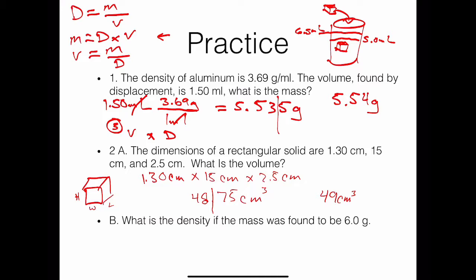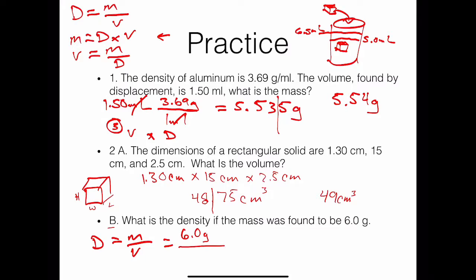For the last problem, it says, what is the density if the mass was found to be 6.0 grams? This is an extension of part A. Notice it says part B in front. So we're asked to calculate density. Density equals mass over volume. We've been given a mass. We know our mass is 6.0 grams. We also have a volume.